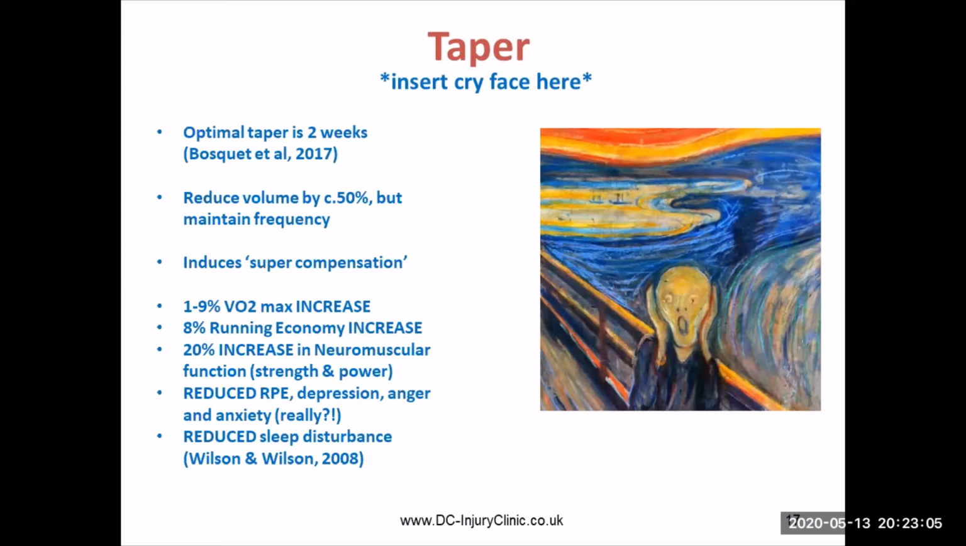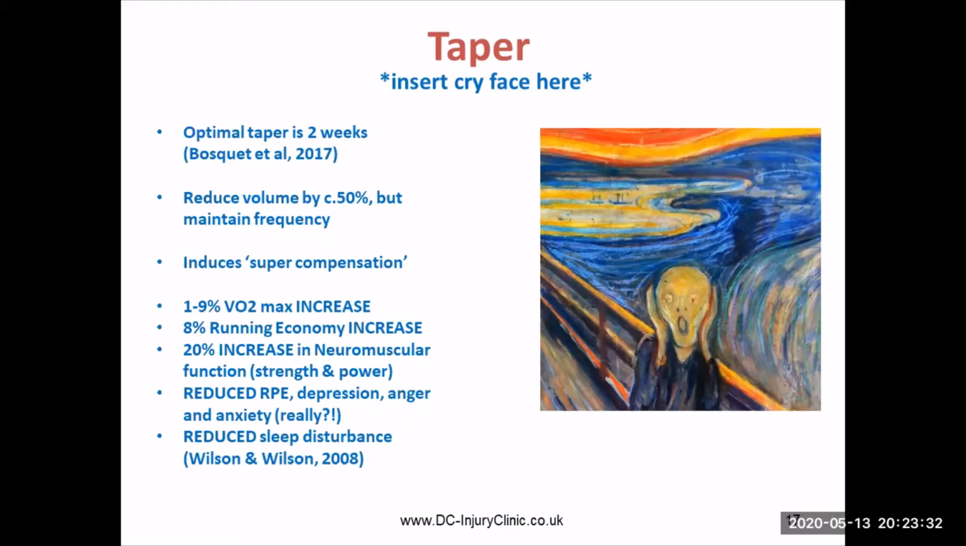So with a 2 week taper, we're reducing volume by around 50%, but maintaining frequency. So if you're running 3 times a week, carry on running 3 times a week, but reduce the volume dramatically. I would argue 50% is top end. Depending on your training age or your training history, how long you've been training, I would bring that down to 25% to 50%. More experienced runners would probably get away with 50%, but not everybody.